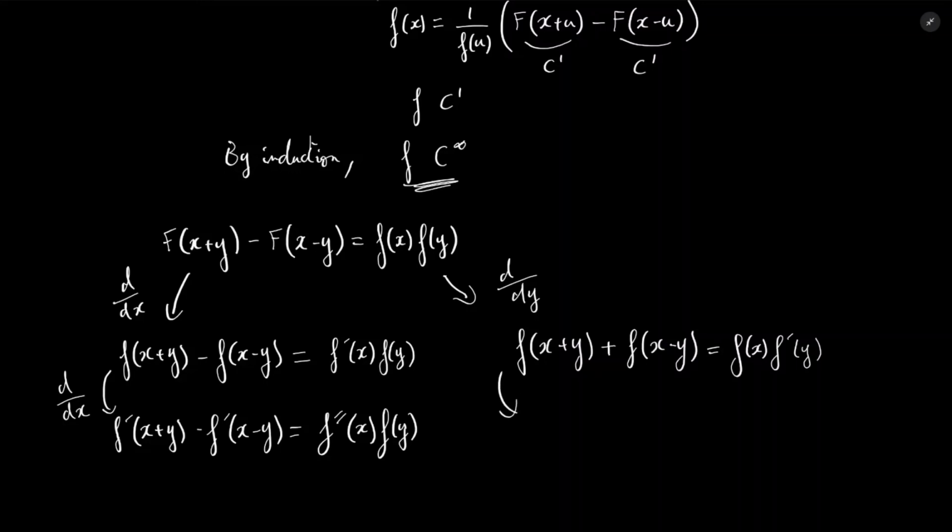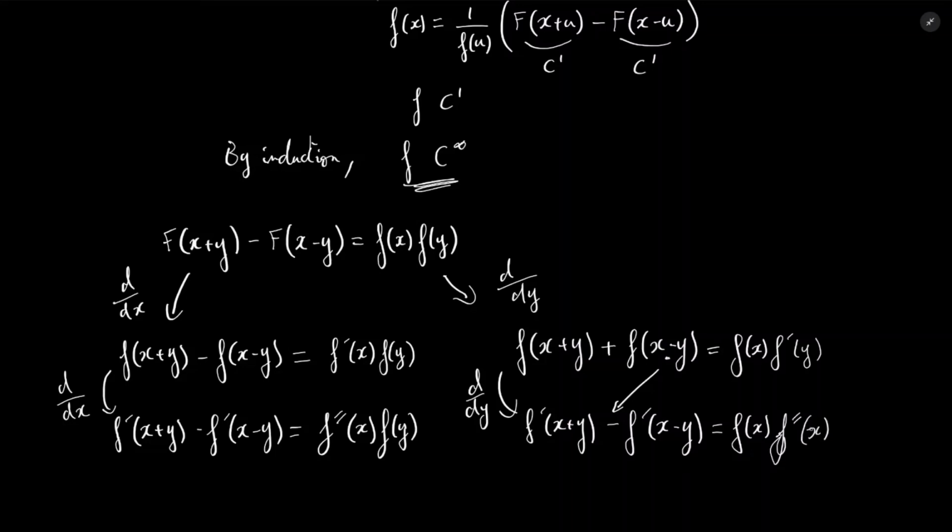Let's differentiate again by y. And we have f prime of x plus y minus f prime of x minus y. Again, because of the minus here, we obtain a minus after differentiating, and this is equal to f of x times f double prime of y. And what you can notice is that this part is the same as this part.